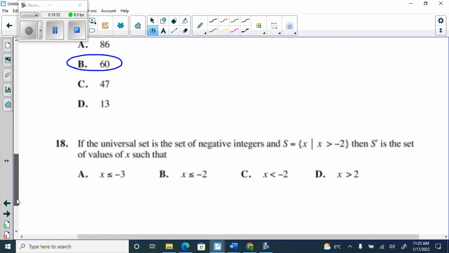And then 18, if the universal set is negative integers and S is greater than negative 2, then not S would just be less than negative 2. Oh goodness, such a stupid question. I guess it could be less than or equal to, because this one doesn't have an equal to sign, hey? So it'd be this one. Don't expect something like that to come up on you.